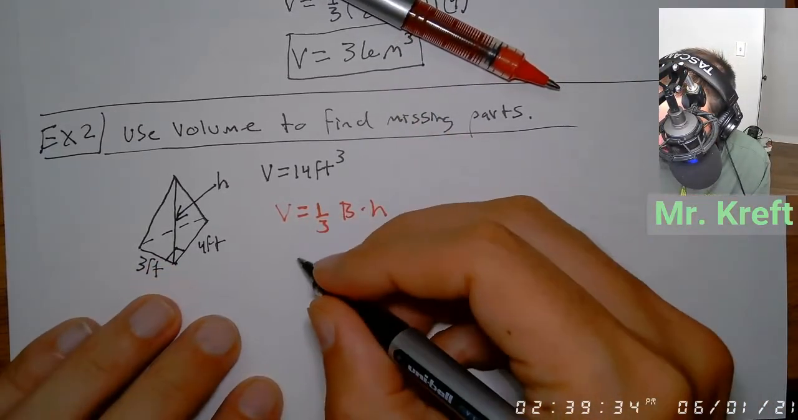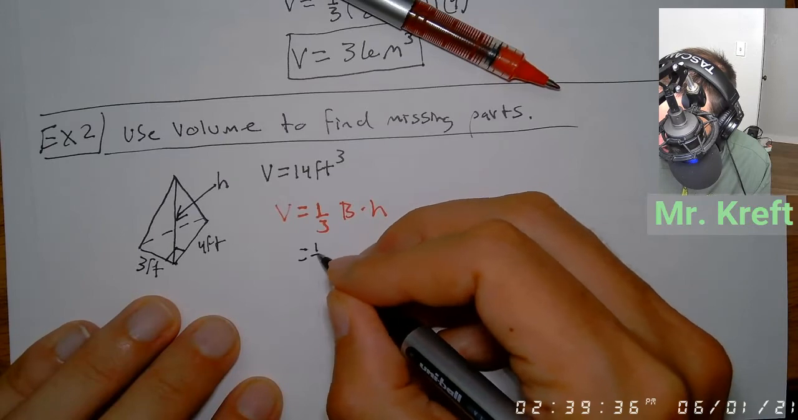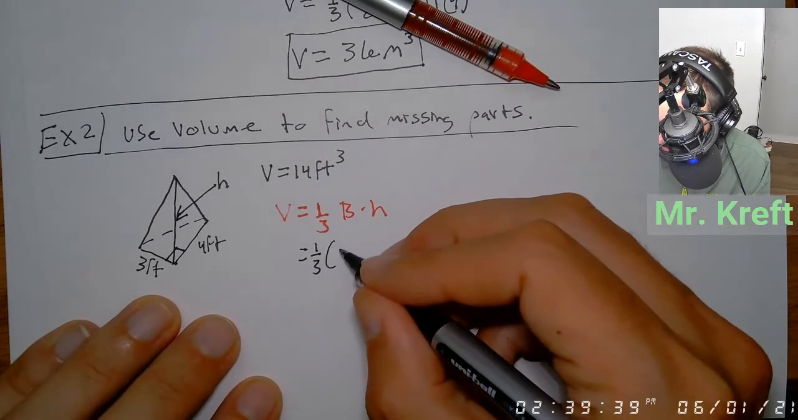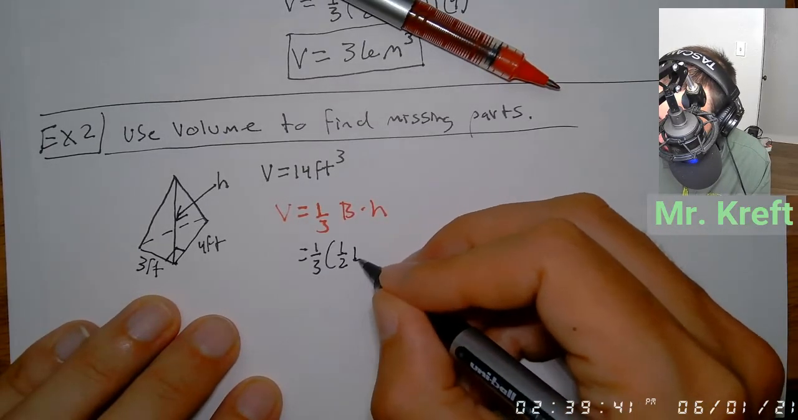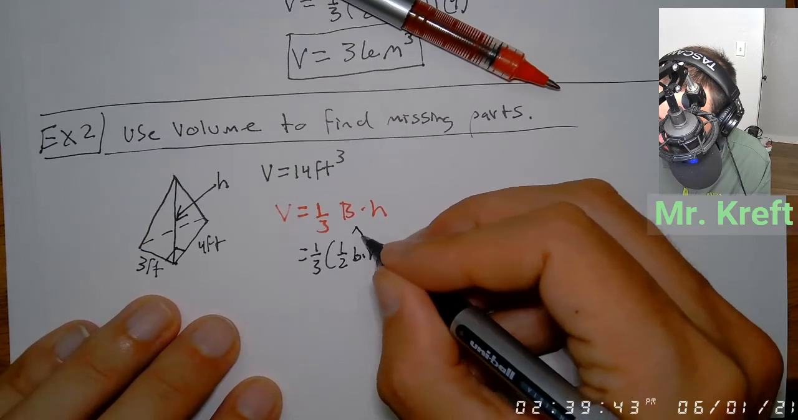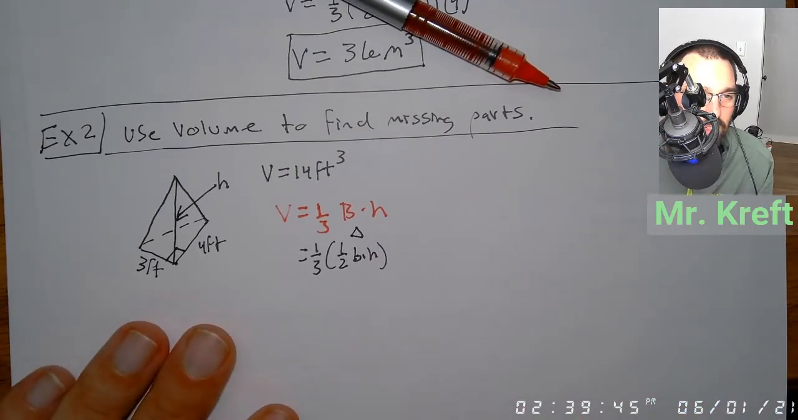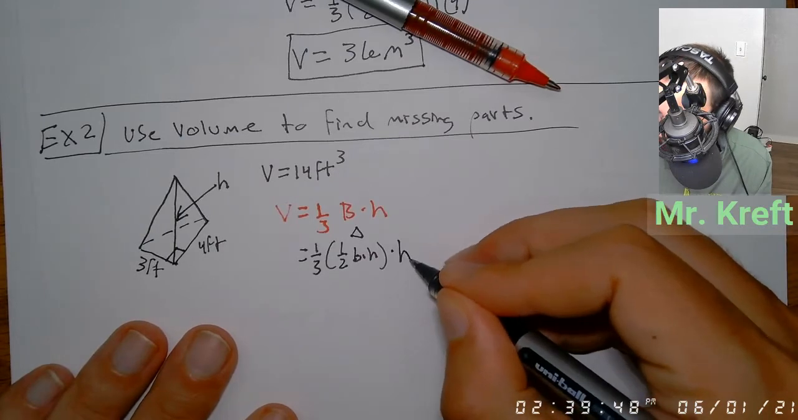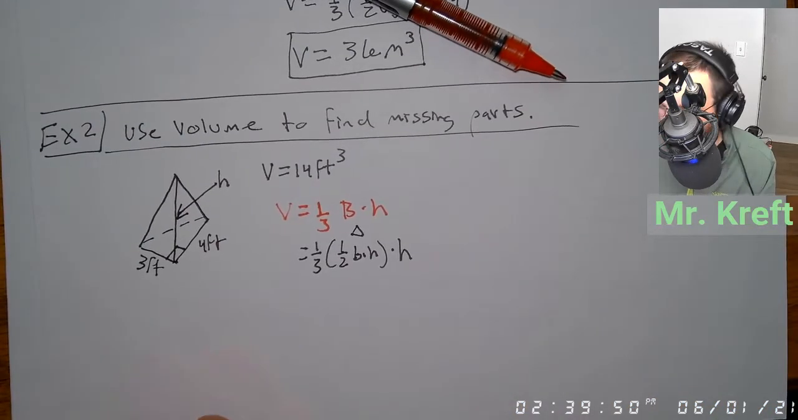What shape is the base? The base is a triangle. So the area of a triangle is 1/2 base times height. So this is the area for a triangle, 1/2 base times height, and then times the height of the pyramid.